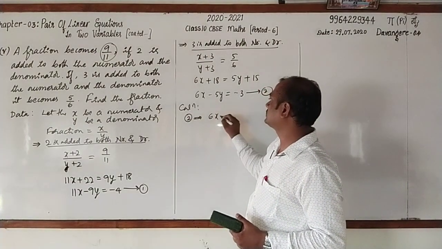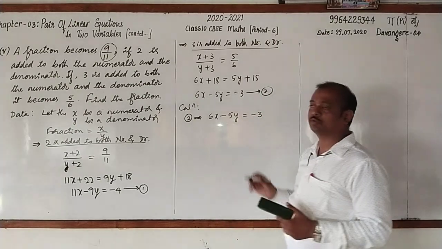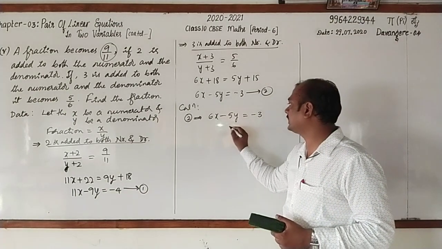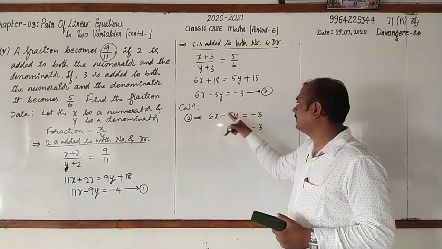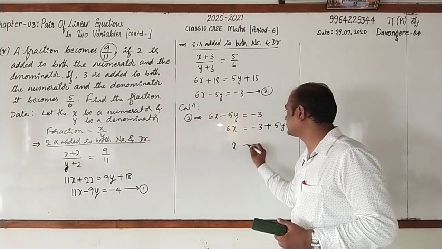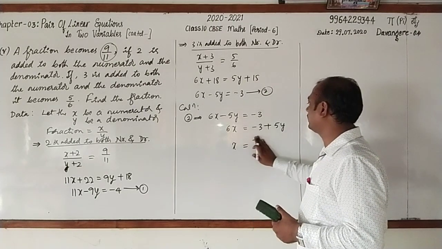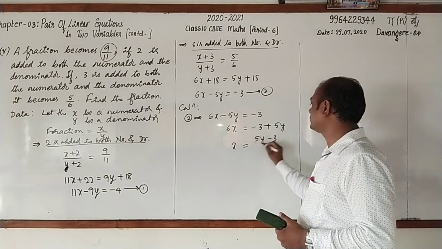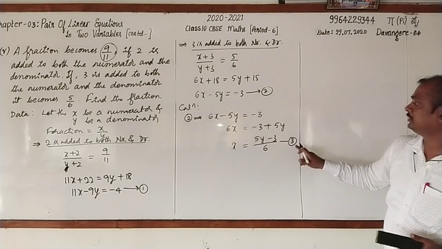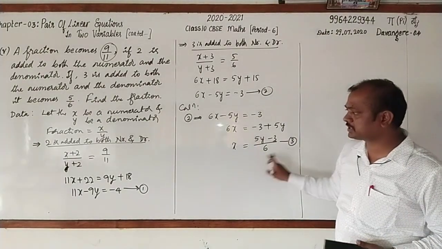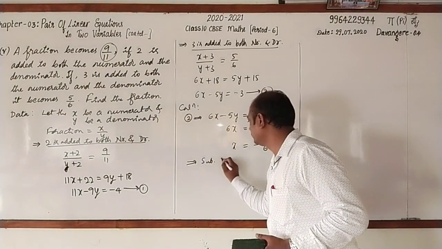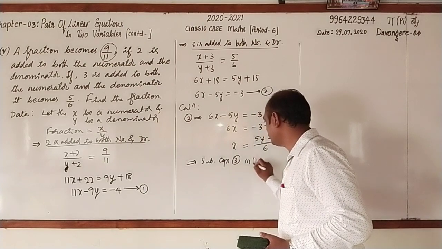Second equation is 6x minus 5y is equal to minus 3. Solve for any one of these two variables. I go for taking x. 6x is equal to minus 3. Transfer this, it becomes plus 5y. Then we want x only. x is equal to minus 3 plus 5y, or else you can also write it as 5y minus 3 by 6. Call it equation 3. Equation 3 is taken from 2. Hence, it should be substituted in 1. Here I'll write: substitute equation 3 in 1.